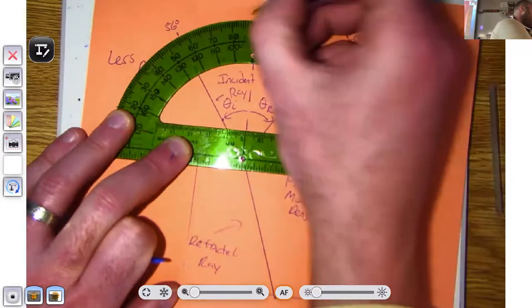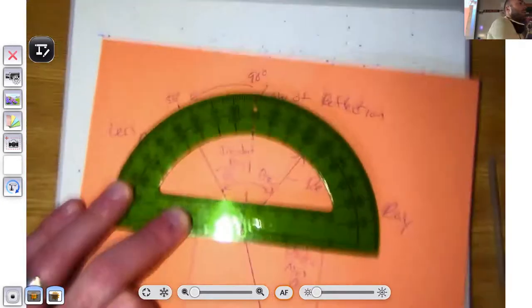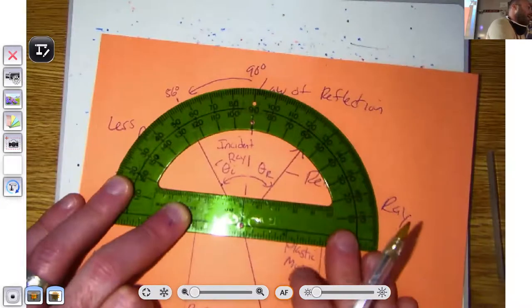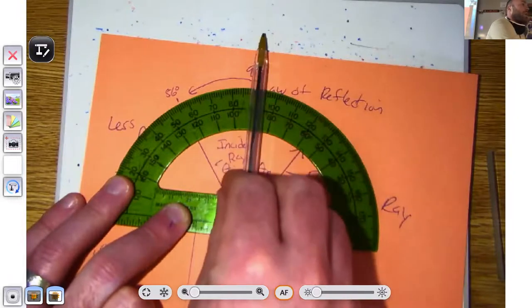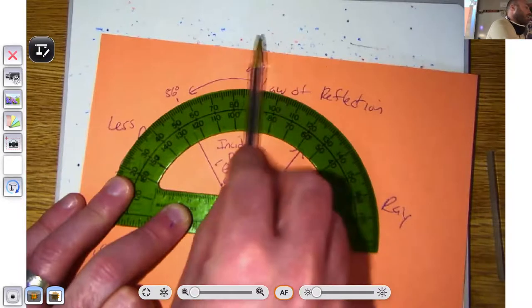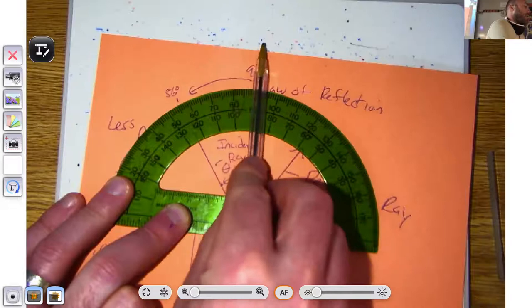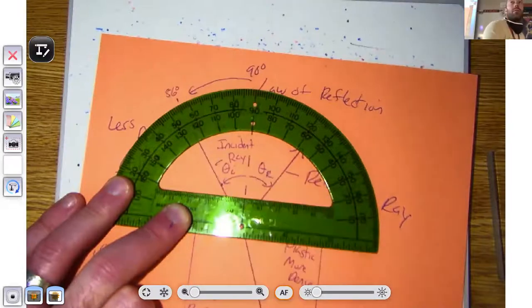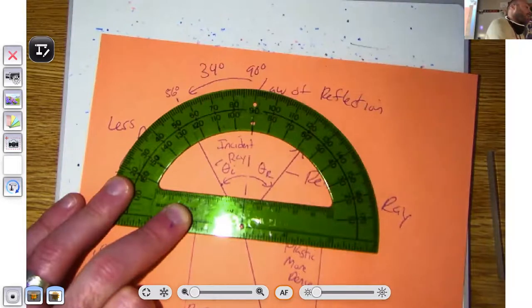Wait a minute, we're measuring it from our 90 degree mark. So what is theta I? What is that angle measurement right there using our protractor? Because we're measuring it from our normal line, which is at our 90 degree mark. And then looks like we're at about the 56 degree mark. So how much is that angle right there? 34, right? You just did 90 minus 56. So we have a 34 degree angle. Perfect. Let's double check the other side.